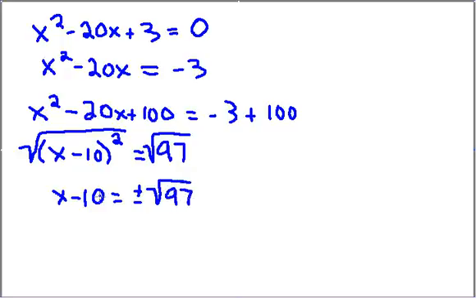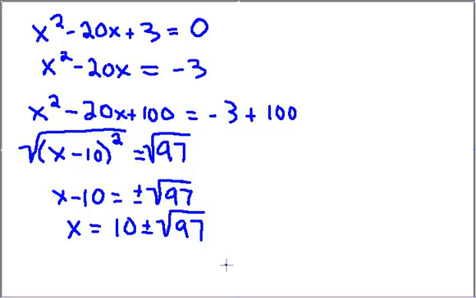X is still not by itself. We have a minus 10 being combined with it. So to undo that, we have to add 10 to both sides. Well, if I add 10 to the left side, the 10 and the minus 10 are going to cancel, so that just leaves me with an x. And then on the right side, if I add the 10, I'm going to stick it out front, and then I have plus or minus the square root of 97. The square root of 97 does not simplify for us here, so we are just going to leave it alone.